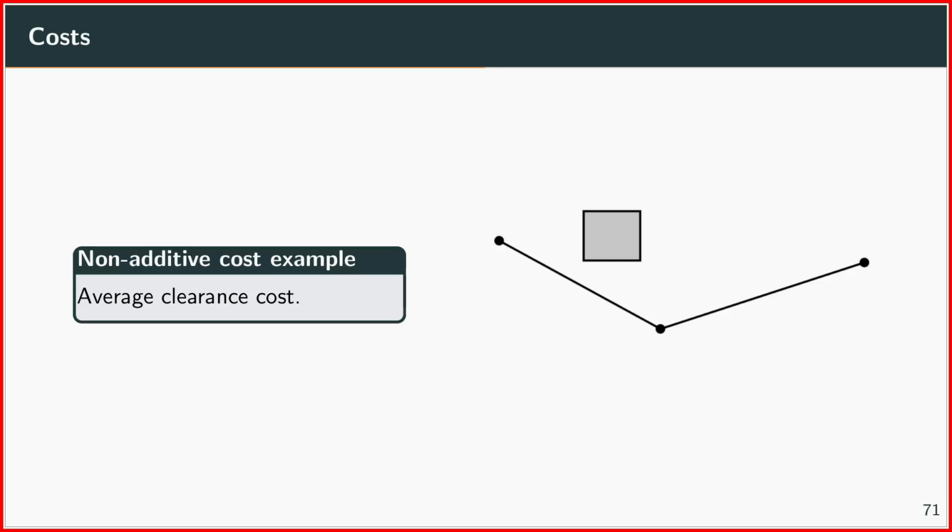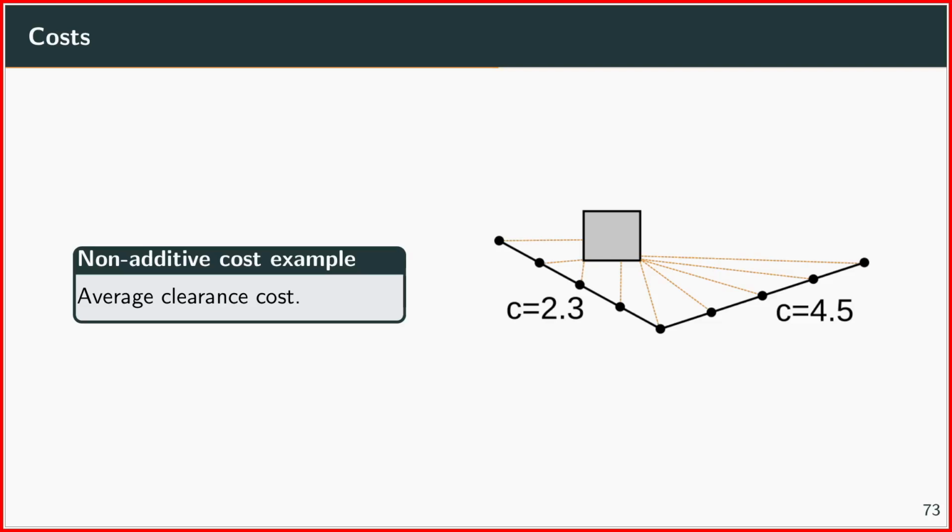And another one, which I think makes a lot of sense, is an average clearance cost. So for example, if you have a path here, let's say again from A, B to C, and you have an obstacle in gray here, we talked about maximum clearance, which would be the maximum distance from your path here to your obstacle. But you might also want to have something like an average clearance, where you just take the average of all the clearances here to your obstacle. And this would be non-additive.